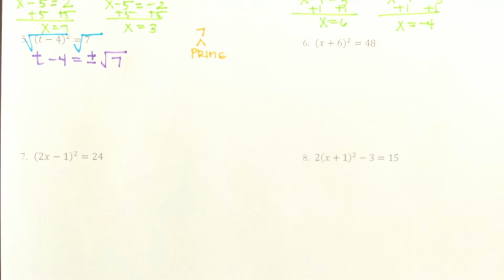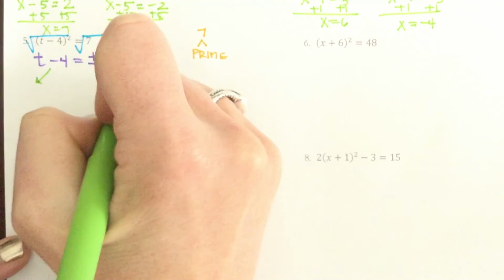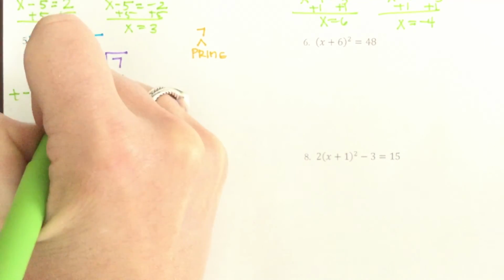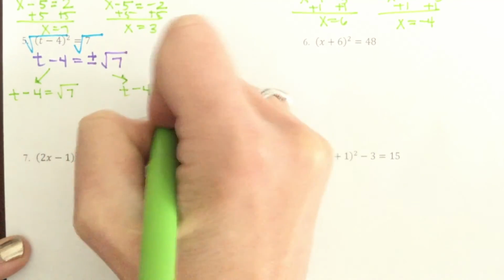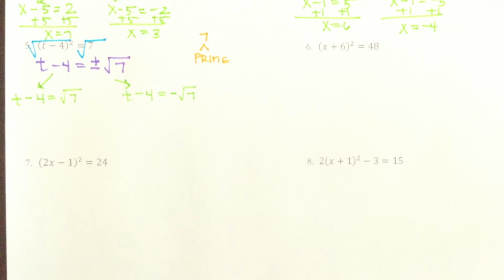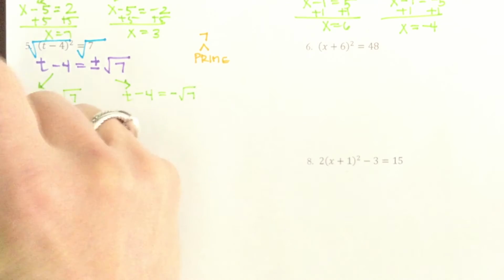At this point, we want to solve for t. So we're going to write our two equations. t minus 4 is equal to the positive square root of 7, but t minus 4 is also equal to the negative square root of 7. Adding 4 here.